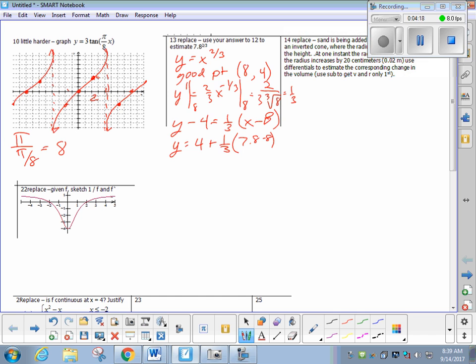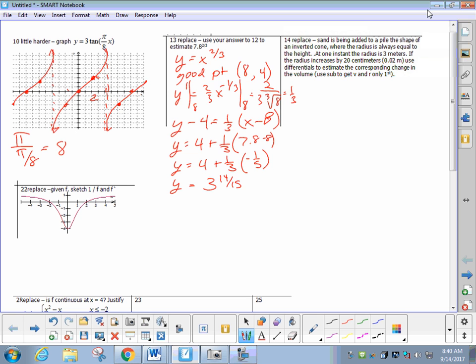This would probably be a no calculator problem. I hope you can work out the skills there. I might go fraction, for example. So what is 7.8 minus 8 in fraction form? -1/5. So 4 minus a 15th is 3 and 14/15. Is that cool? Cool. Okay, moving along to the old differential problem.